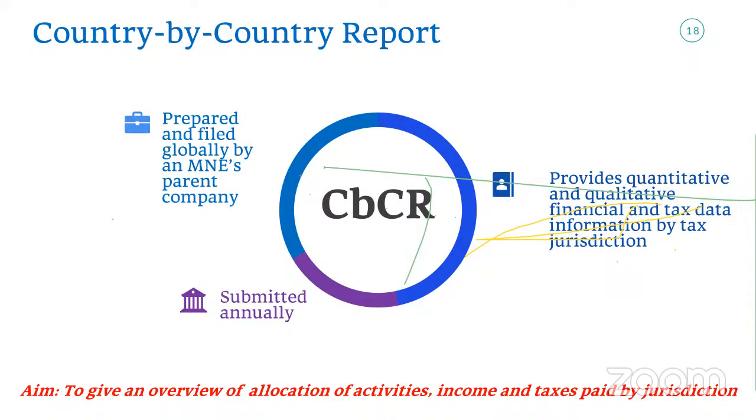Then the country by country report. This is prepared and filed globally by an MNE's parent company. So it is filed, and once it is filed, it provides quantitative and qualitative financial and tax information segregated into various tax jurisdictions. Now, who will prepare this? It is actually prepared by the parent company. And when it's prepared by the parent company, don't forget there's automatic exchange of information between countries that subscribe to these OECD guidelines and member countries. So they're able to exchange this information freely amongst them. So it's not the responsibility of the subsidiary to ensure that this is done.